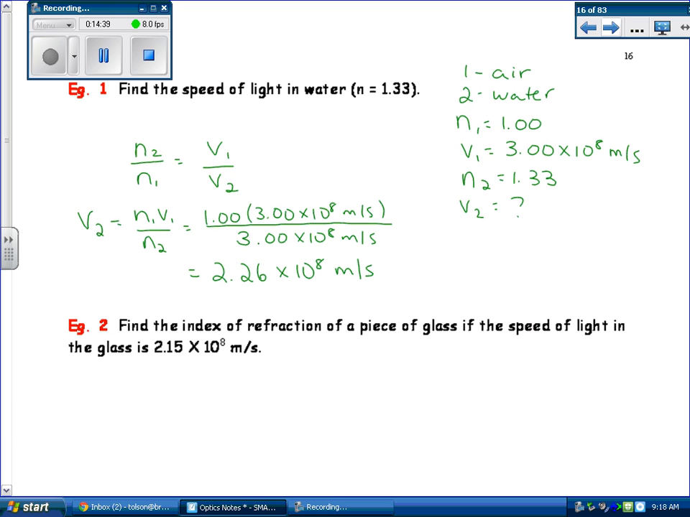Yeah. Oh, because I meant to put the 1.33. My fault. Okay. Thank you.